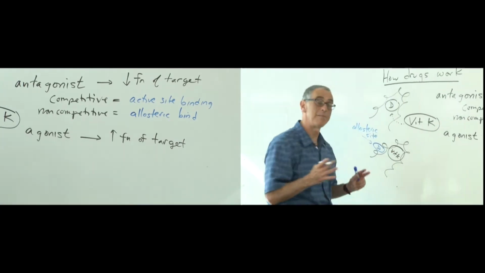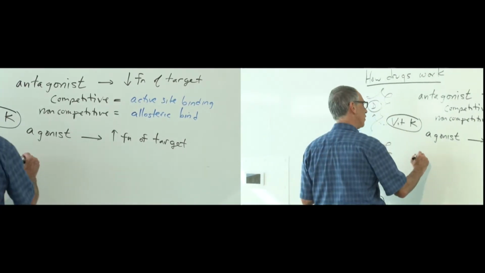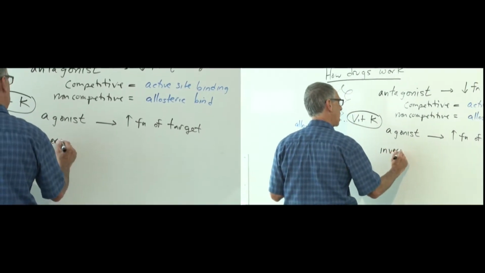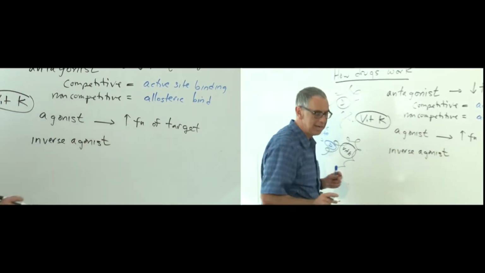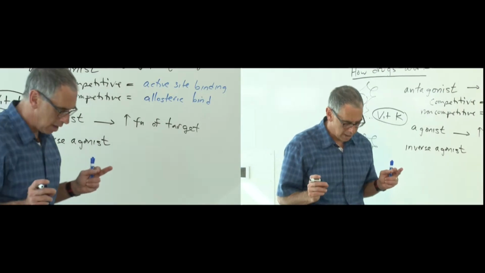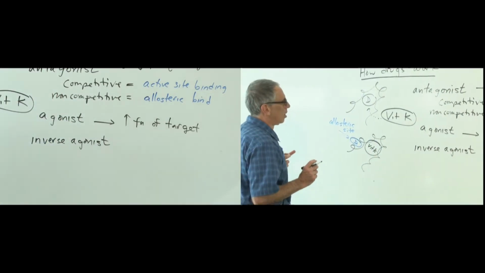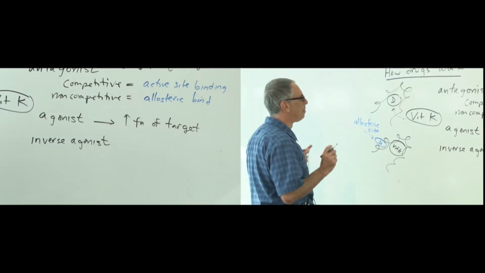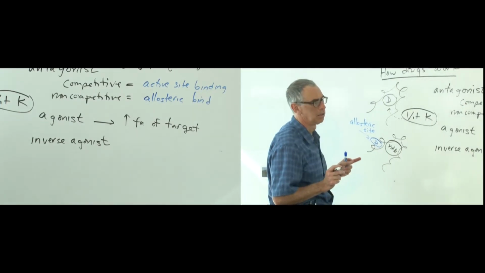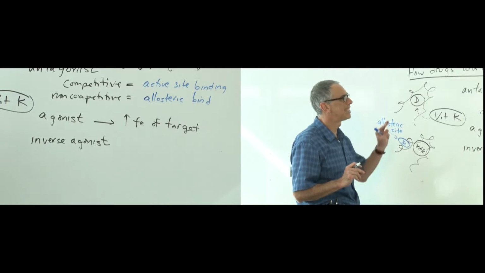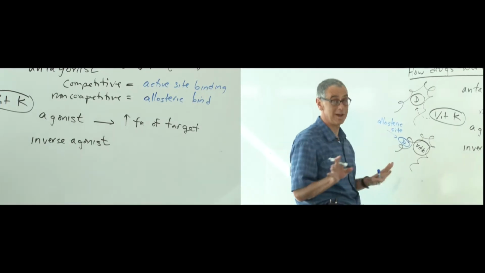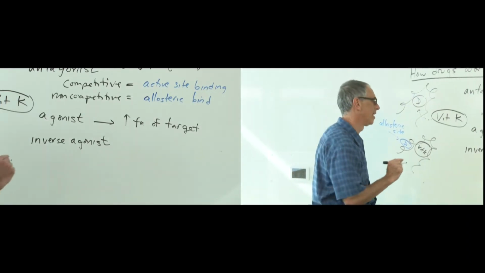The one that I find most confusing is inverse agonist. And an inverse agonist binds the protein but lowers its function. But it's not antagonizing. So that's why I find it confusing. Let me go into a little bit of detail.